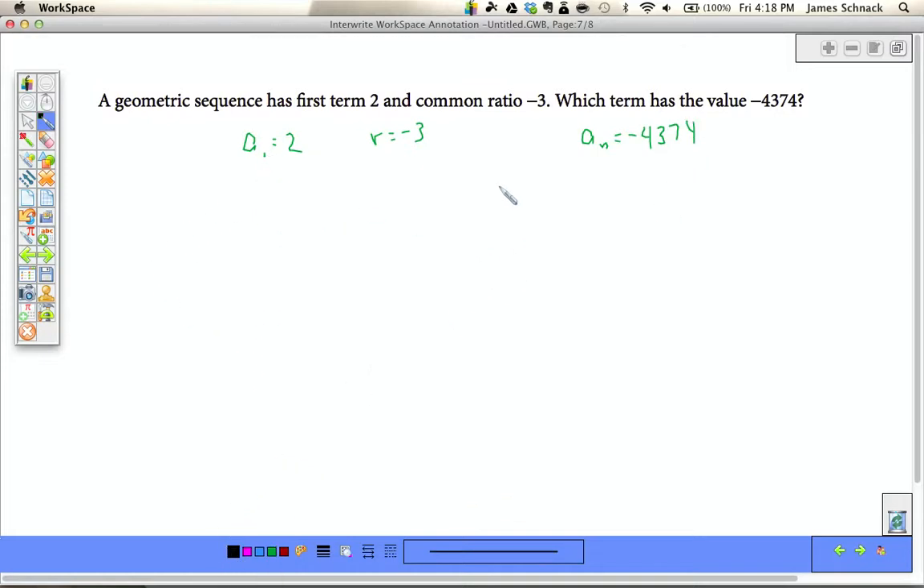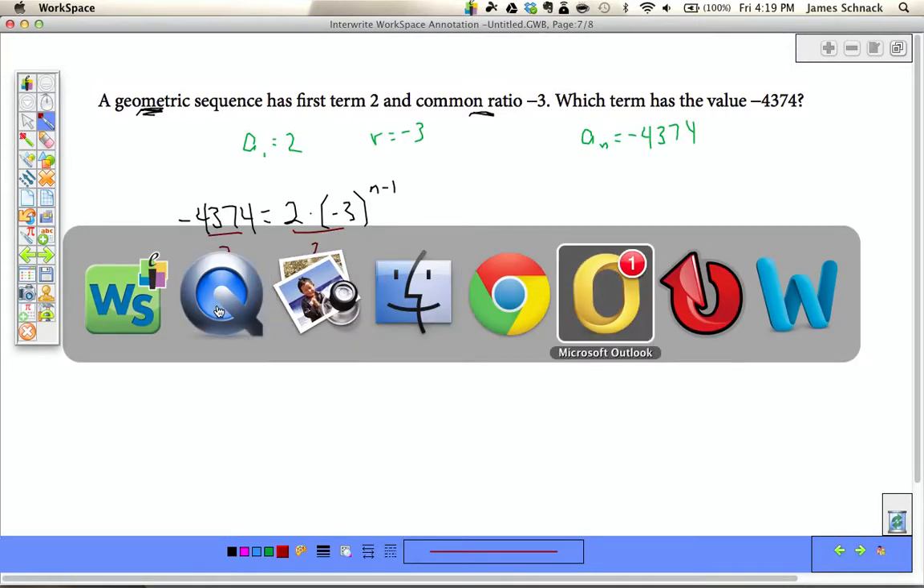When in doubt, pull out that geometric rule. We know it's geometric because it has a common ratio and it tells us it's geometric. So -4374 equals first term times common ratio to the n minus 1. Now how do we solve this? Do we do 2 times -3? You better be jumping up and down in your seat saying, no, no! Don't multiply those. The -3 is the base. We've got to divide by 2, make that go away. We divide by 2, and we're going to get, I don't even remember off the top of my head what this is. Let's jump to our calculator.